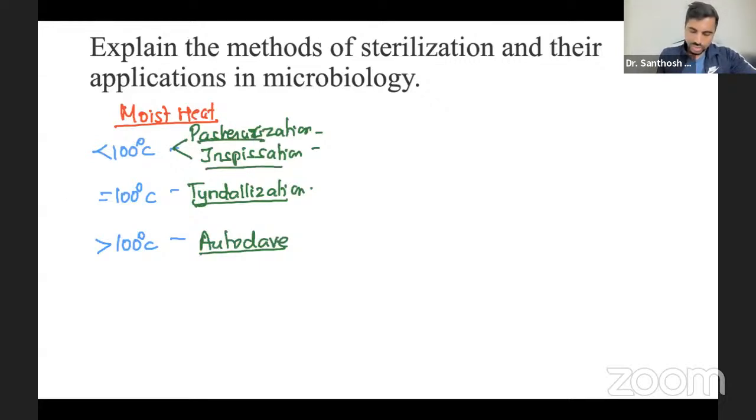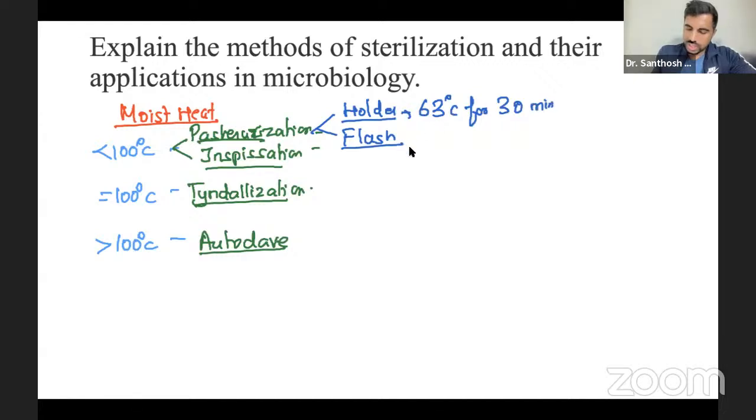When you talk about pasteurization, we have two methods, holder and flash. Holder method is the common standard method: 63 degrees Celsius for 30 minutes. Everything about 3 and 6s. Flash is like fast: 72 degrees for 20 seconds. It's short, in a flash of a moment, right?